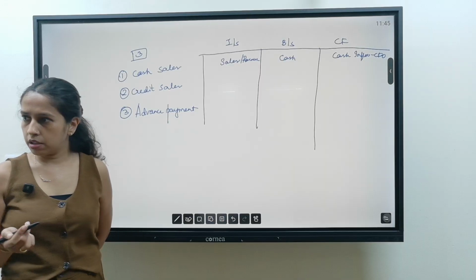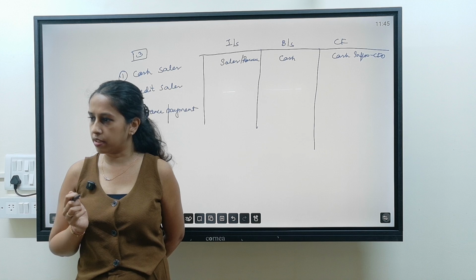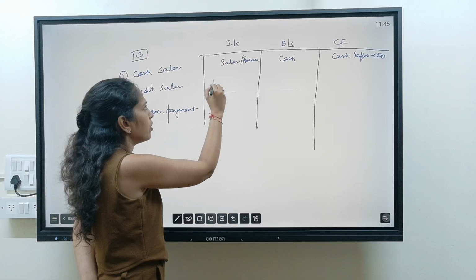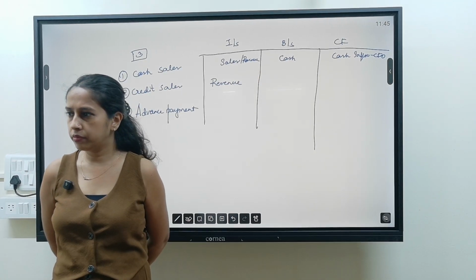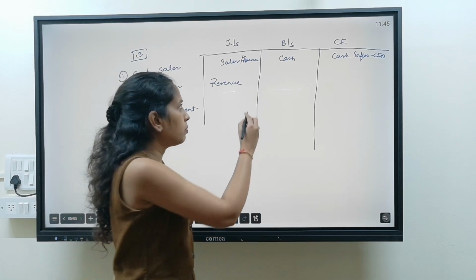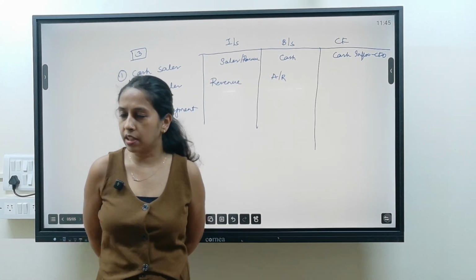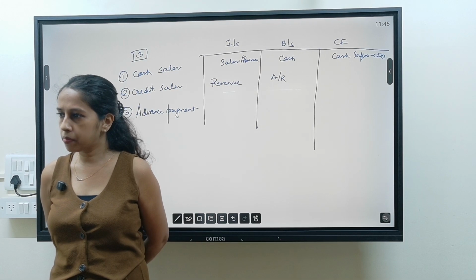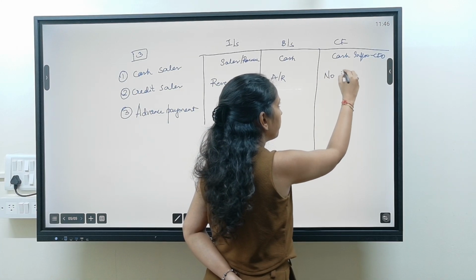Credit sales, wherein you have made the sale but you have not received cash against it. Does it impact the income statement? Yes, we will record it as revenue. Does it impact the balance sheet? Yes. What will we record? Current receivables, accounts receivable. I am just writing the short form, AR. Does it impact CFO, cash flow? No, because cash isn't received. We have not received the cash yet, so there is no impact.